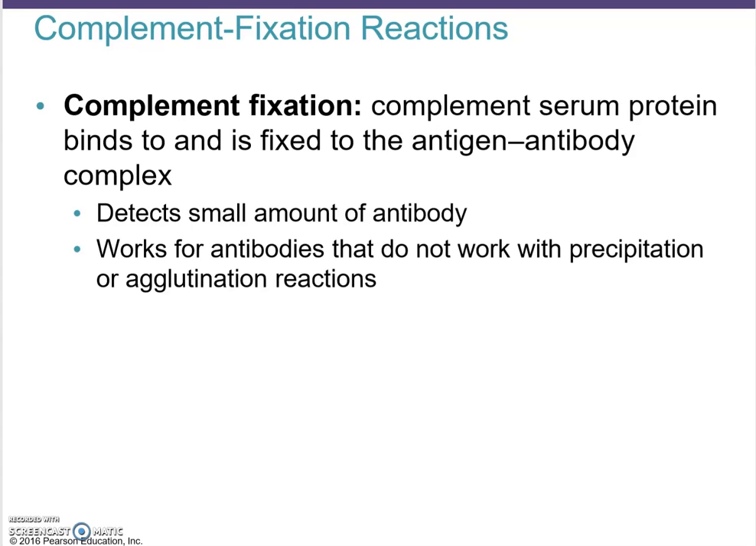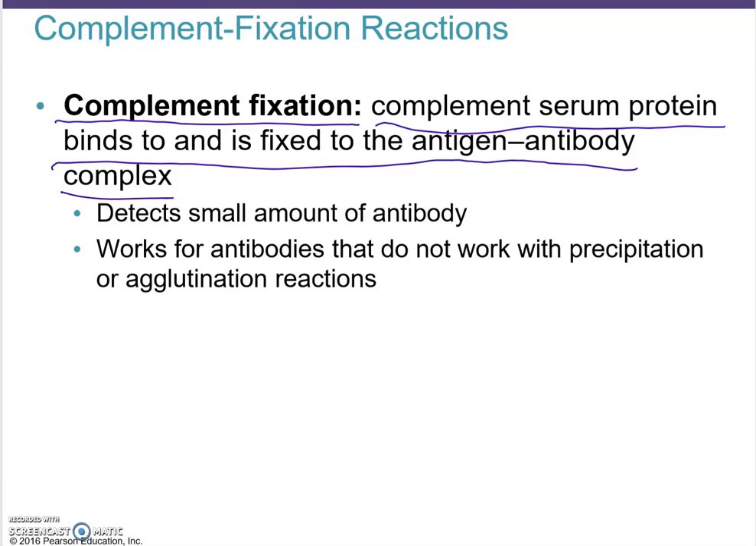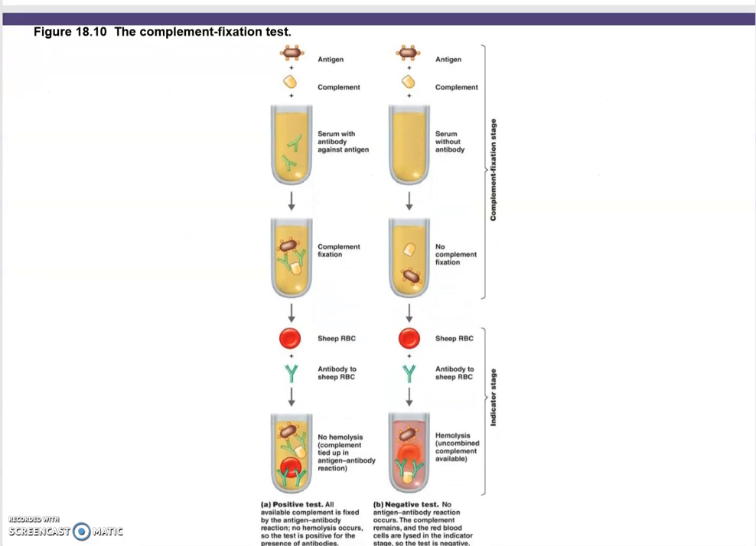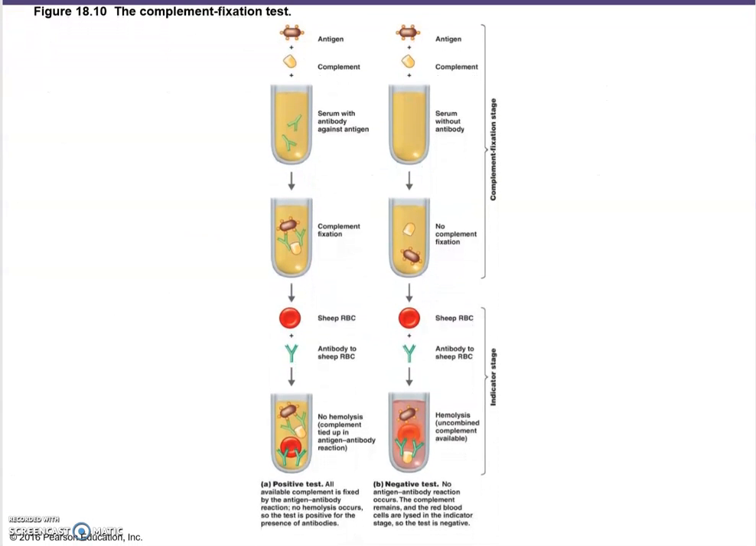Another application is the complement fixation reaction. So when you're talking about complement fixation, you're talking about that there has been an antibody-antigen interaction, and that interaction has changed the stem region of an IgG, and now the first component of complement can bind to it. So that means the complement serum protein binds to and is fixed to the antigen-antibody complex. It detects a relatively small amount of antibody, and it works for antibodies that do not work with precipitation or agglutination reactions. So here is a complement fixation test.